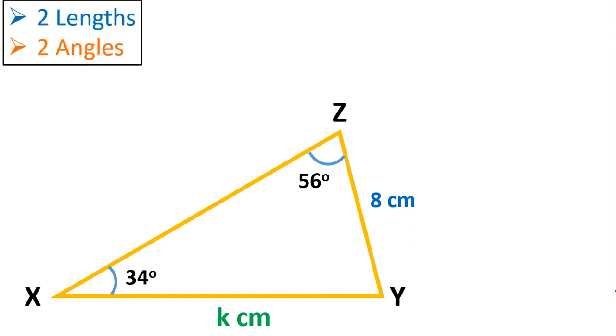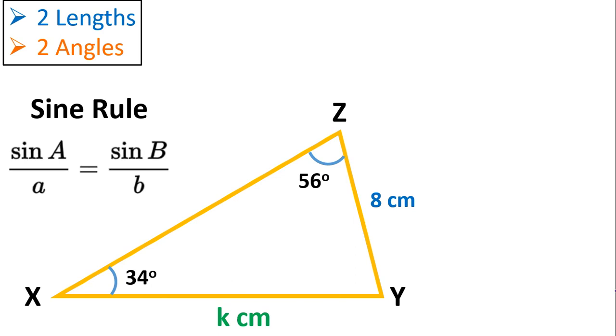First thing, you need to realize that we're dealing with two lengths and two angles. That means I'm going to be using the sine rule. Whenever you have two lengths and two angles, you deal with the sine rule. And what is the sine rule? It's something like this: sine capital A over small a equals sine capital B over small b.